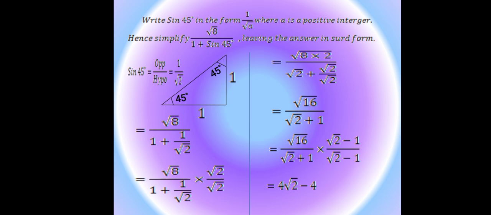Write sine 45 in the form of a all over sine a, where a is a positive integer. Hence, simplify the square root of 8 all over 1 plus sine 45, leaving the answer in surd form.